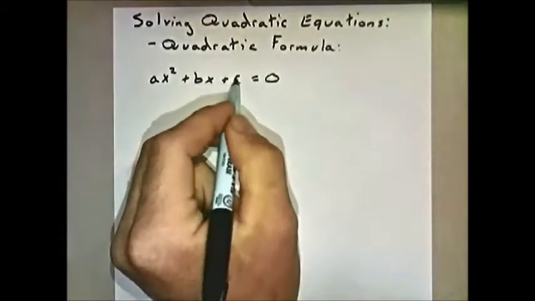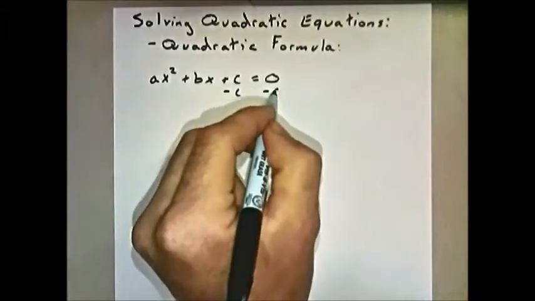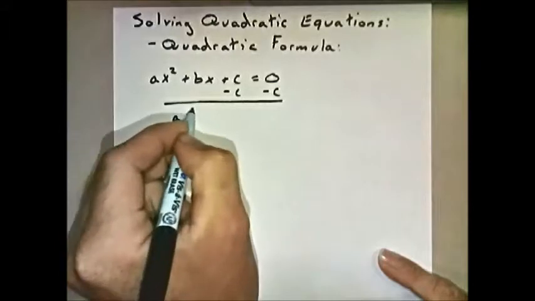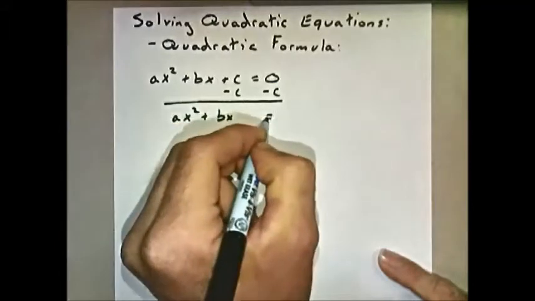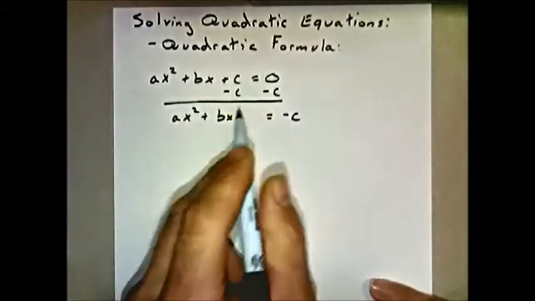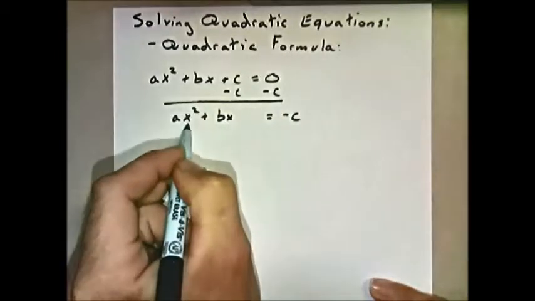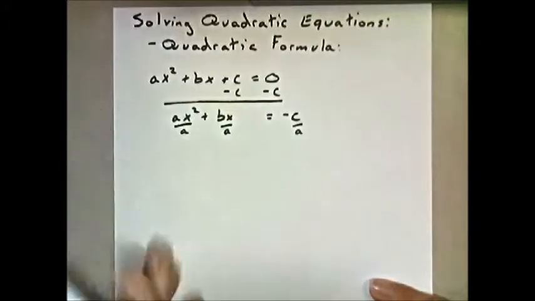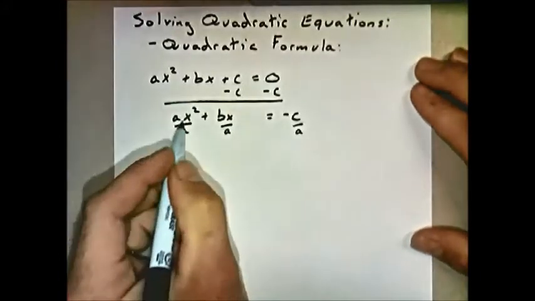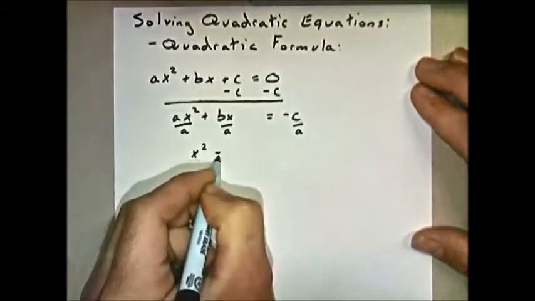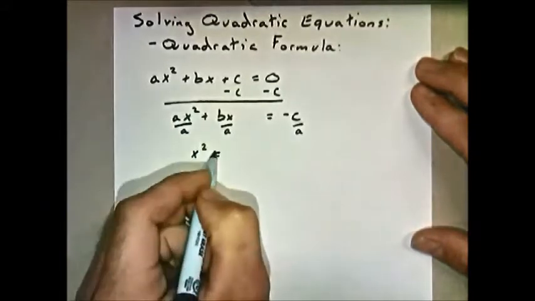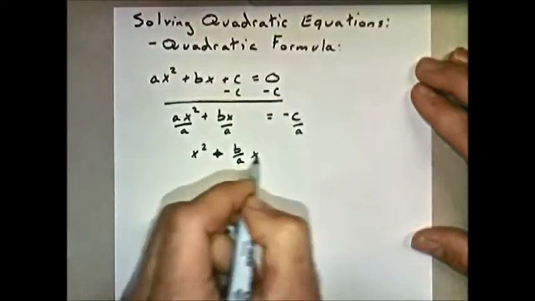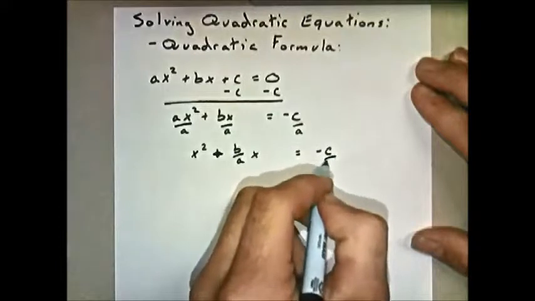So we have a constant term. We're going to subtract that off, so we get negative c. Our equation is ax squared plus bx equals negative c. Still leaving that space, I'm going to divide each of my terms by a, whatever that leading coefficient was. So I end up with x squared plus b over a x equal to negative c over a.